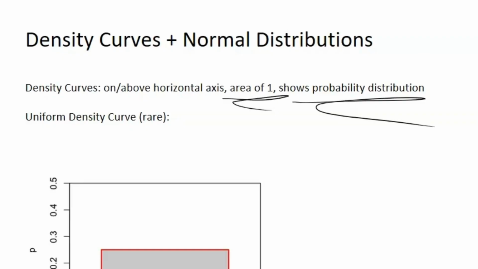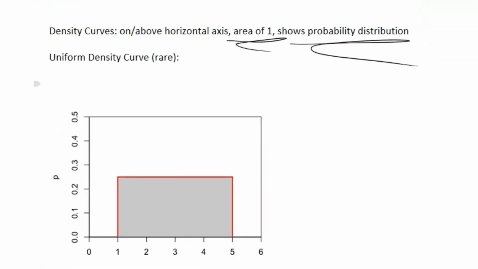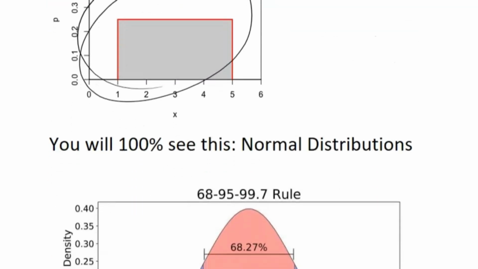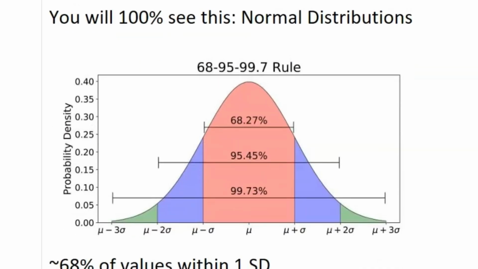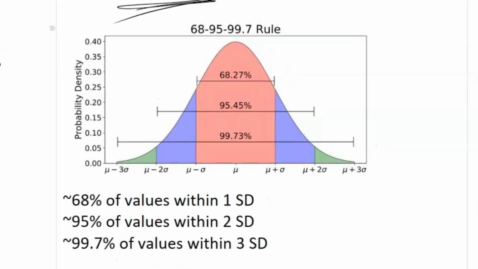Note that a normal distribution is a type of density curve. A uniform density curve is quite rare. You might see questions on it though, and you can see pretty clearly that it has a total area of 1. But the more common density curve you'll see is the normal distribution. You'll 100% see this, and you've probably seen it before.